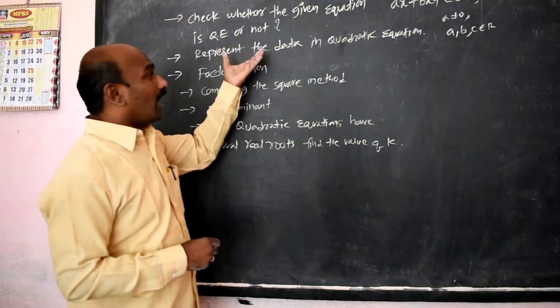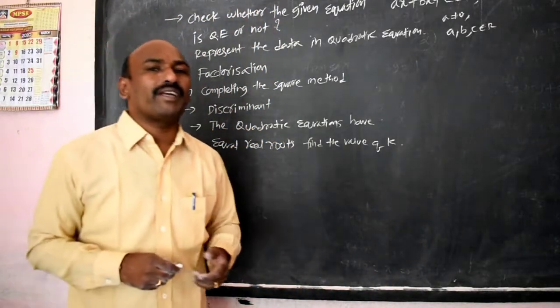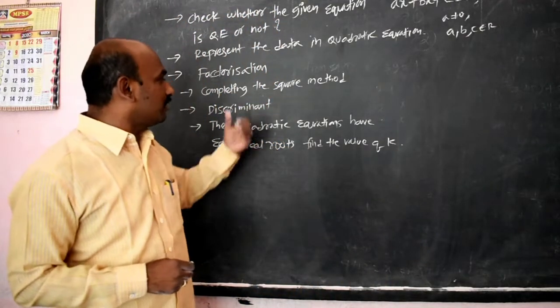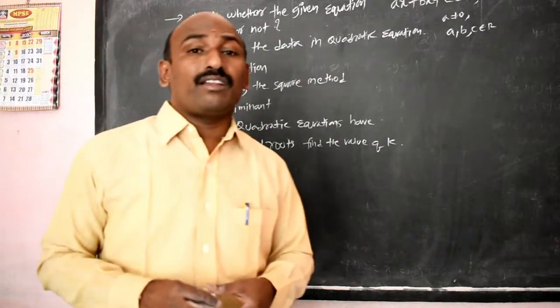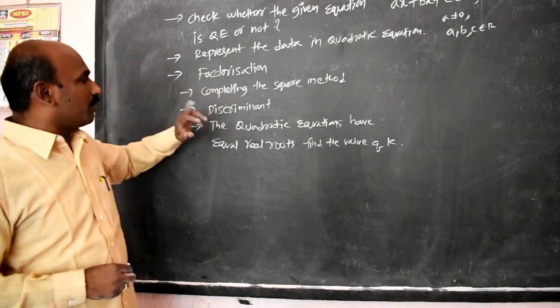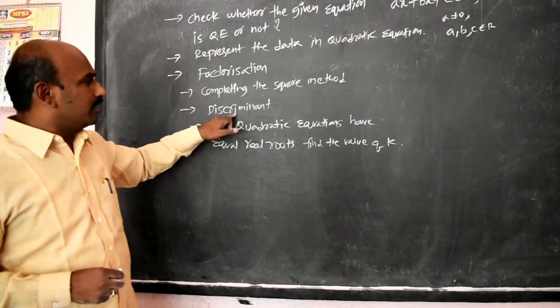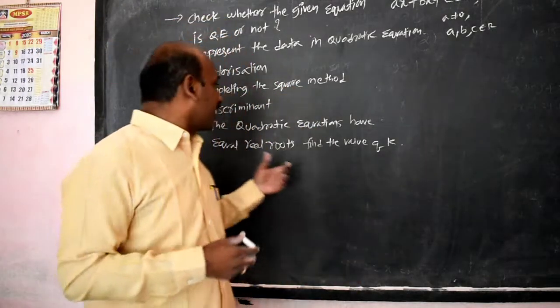And next, after representing the given data, we can solve for the solution by any one of the methods: factorization, formula, or completing the square method. One more topic is the discriminant. By the formula also, we can find the solution for a given quadratic equation.